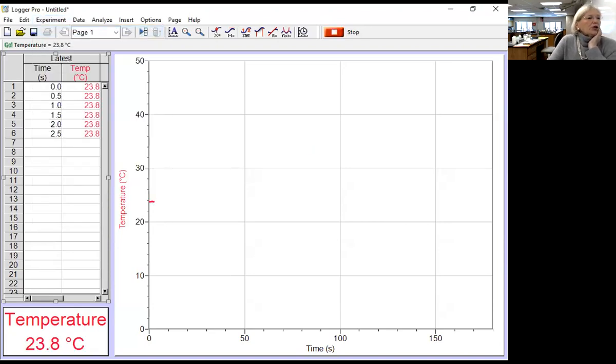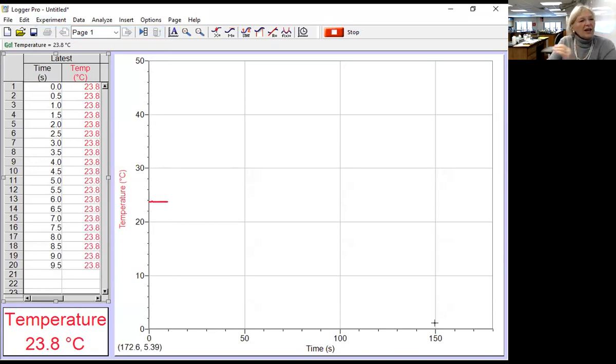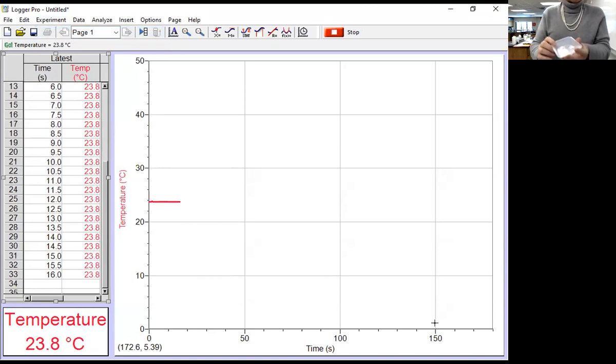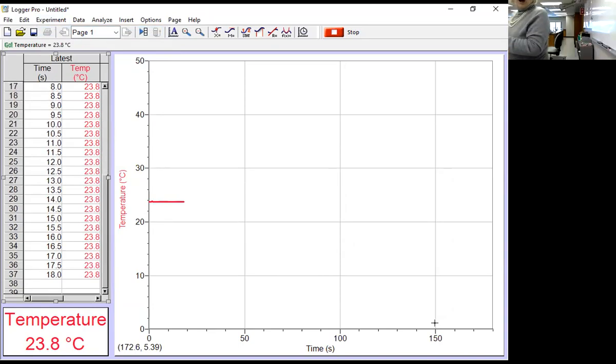Here, my initial temperature is 23.8. I've got the flat line, and I just want to make sure that line stays right there. I've got a good initial temperature. Now I'll take my potassium hydroxide and I will add it to the beaker.